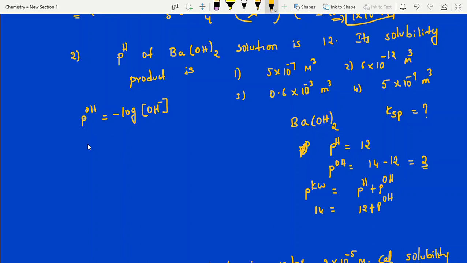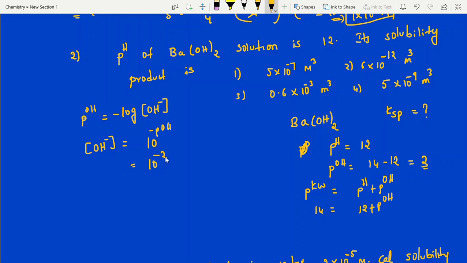So here I am simply writing, listen students. OH minus ion concentration equals to, if you bring the log to this side, 10 to the power of minus pOH. So then 10 to the power of minus pOH, how much? Just now we have taken it, no? This is 12, so pOH is 2. So it is 10 to the power of minus 2. This is your OH minus ion concentration.